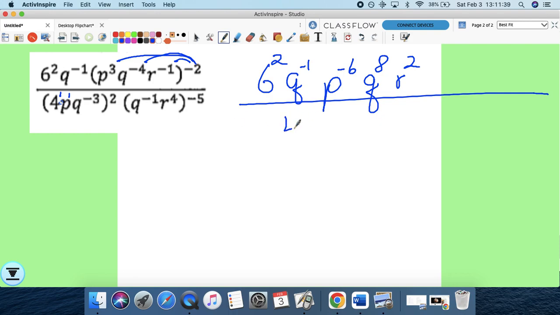So we're going to get 4 to the 2nd power, p to the 2nd power, because this 2 here is multiplying every exponent inside. Q to the negative 6th power, because 2 times negative 3 is negative 6. And then this negative 5 multiplies with the 4 and the negative 1. So we get q to the positive 5 and r to the negative 20. Done.